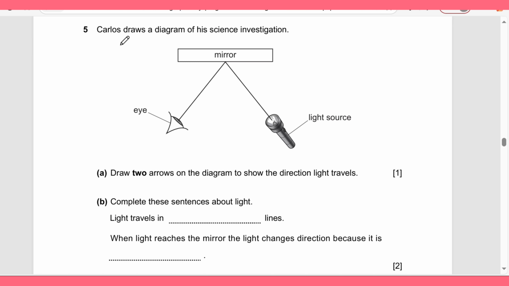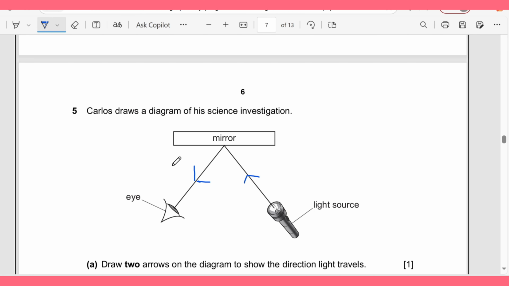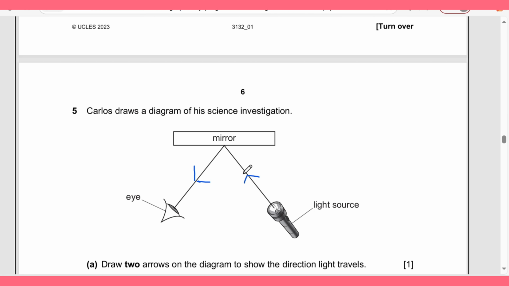Okay, guys, Carlos draws a diagram of his science investigation. Mirror, eye, light source. Draw 2 arrows on the diagram to show the direction light travels. Okay, let's check out the answer, guys. 2 is in bold, so pay attention to words in bold. Here we go. Light source. The arrow goes into the mirror, and from the mirror it reflects off to the eyes.